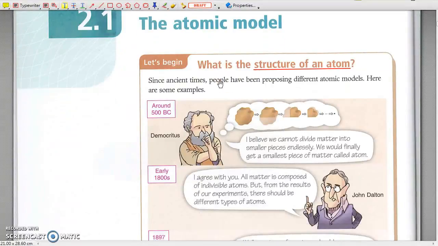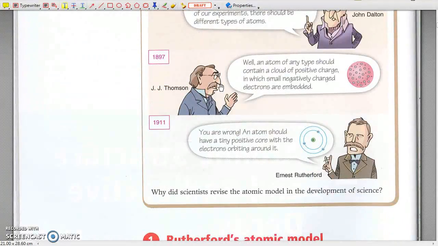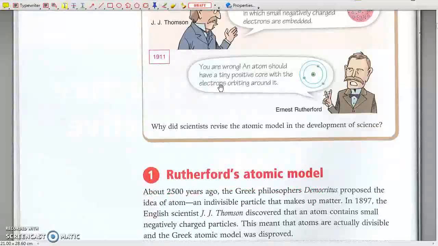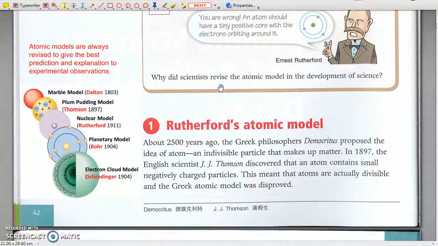The study of the structure of the atom started 2,000 years ago. The atomic model is always being revised to give the best prediction of, and agreement with, experimental observations. 1. Rutherford's atomic model. The idea of the invisible atom comes from 2,500 years ago.